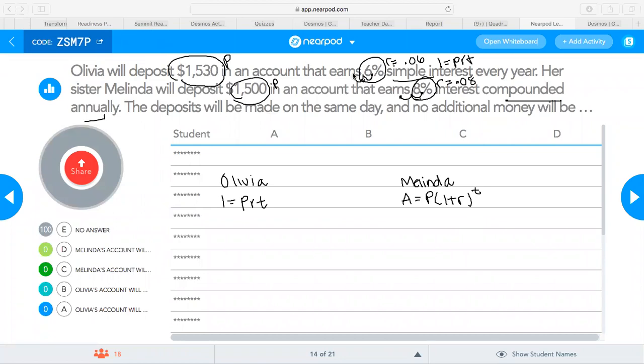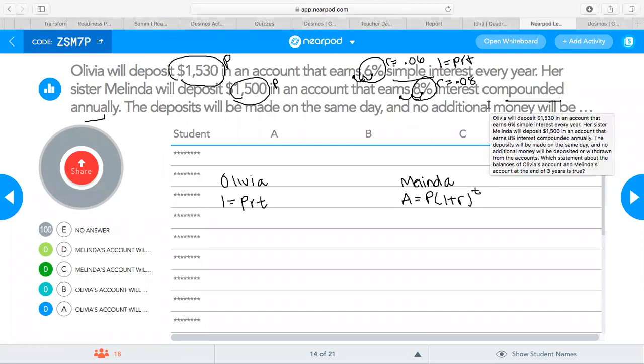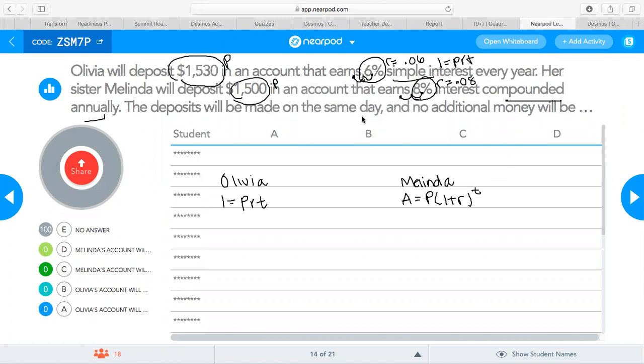And I can't see the rest of the problem. The deposits will be made on the same day and no additional money will be withdrawn from the accounts. Which statement about the balances of Olivia's account and Melinda's account at the end of 3 years is true? Okay, so the time is 3 years.